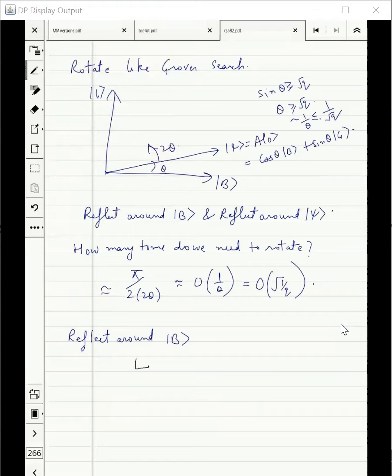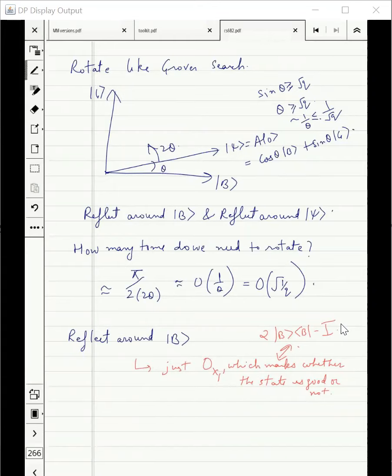This is just the oracle which marks whether the state is good or not. This is by definition. Remember, we said that O_f is something which puts a phase of -1 on good states and leaves the bad states as they are. That is reflection around V. This is the easy part.